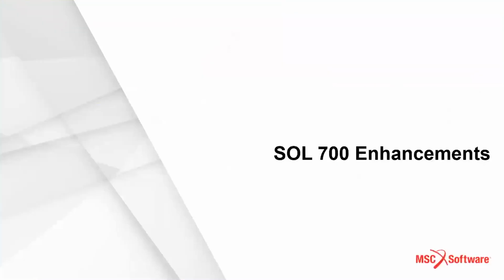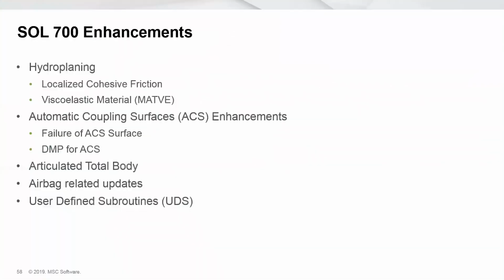Now, I'll quickly talk about some of the enhancements that we made in Solution 700, which is our explicit code. In the Nastran 2018.2 version, we created a brand new Solution 700 primarily based on Dytran technology. So the structural and the fluid part, the Lagrangian and the Eulerian solver, were all based on our Dytran, MSC Nastran technology. Some of the enhancements that were made in this release are for hydroplaning workflows.